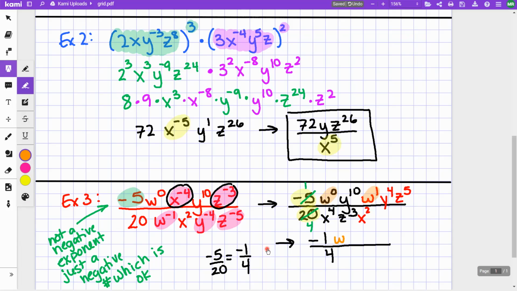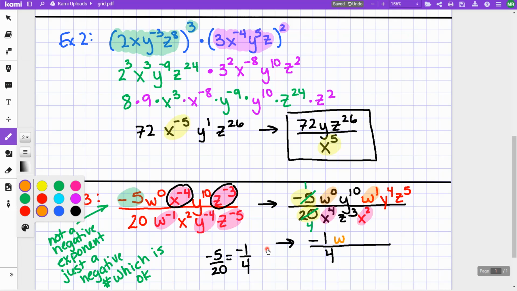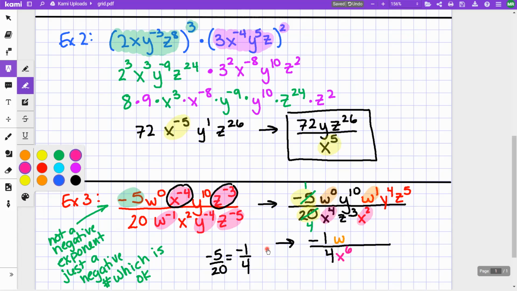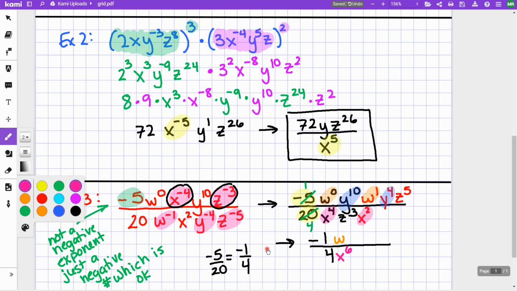If I'm looking at my y's, let's look at x's next. I have this x to the 4th and this x to the 2nd. They're both on the bottom. So when I have them both on bottom, my x to the 4th is going to multiply with my x to the 2nd, which means I'm actually going to add the exponents. Okay, I'm going to have 6 of them. Now, if I'm looking at my y's, I have a y to the 10th and a y to the 4th both on top. So on top, I'm going to have a total of y to the 14th.